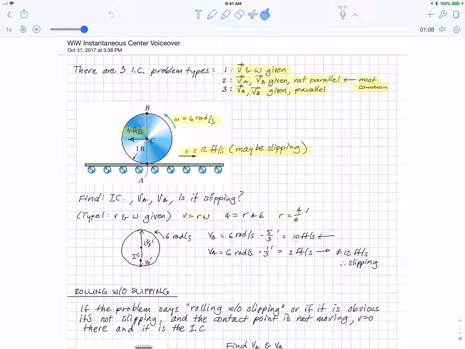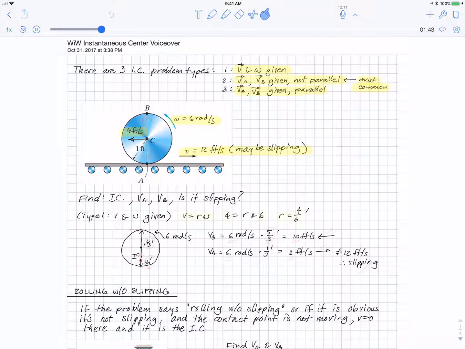So in that case, don't be misled. That velocity, 12 feet per second, at the bottom there is probably not the velocity at A, unless we're very lucky. So the problem is asking us to find the instantaneous center, find the velocity at A and B, and they want us to determine if it's slipping. And if I had to guess, it probably is. It would have to be a very special combination for it to not be slipping. Okay, so this is a type 1 problem where you're given the velocity and the omega.